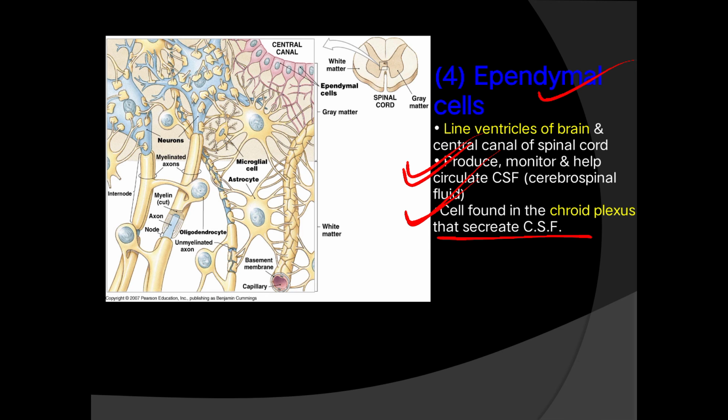They produce, help and monitor the cerebrospinal fluid, and the cells found in the choroid plexus secrete the CSF. So the cells in the choroid plexus secrete the CSF, which is monitored, produced and circulated with the help of the ependymal cells in the cavity, or the ventricles, of the brain.